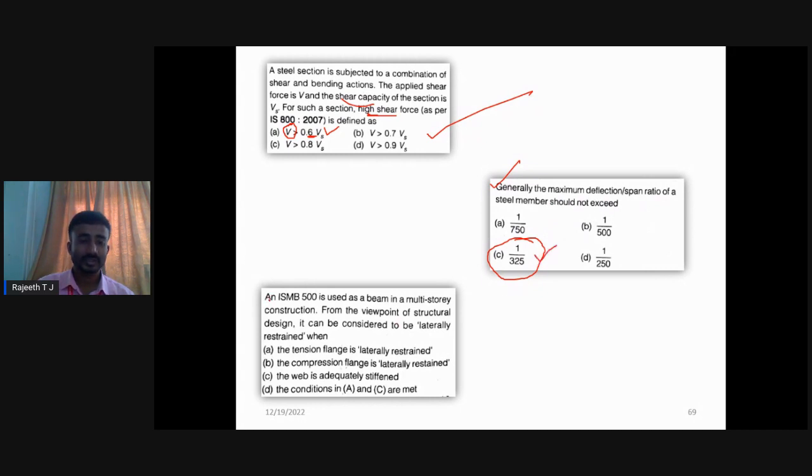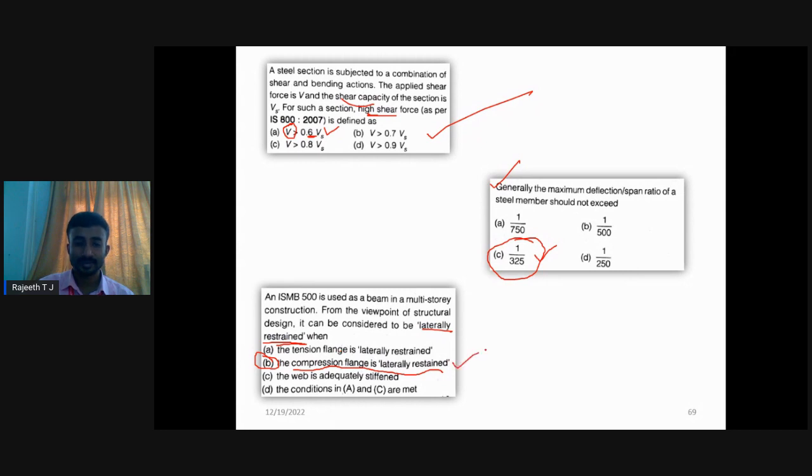The next question here is, an ISMB 500 is used as a beam in multi-storey construction. From the viewpoint of structural design, it can be considered as laterally restrained. It is considered a laterally restrained beam when you restrain the movement of the compression flange completely. So your option B is the correct answer: the compression flange is laterally restrained. Whereas if only the tension flange is restrained, that does not come under laterally supported.